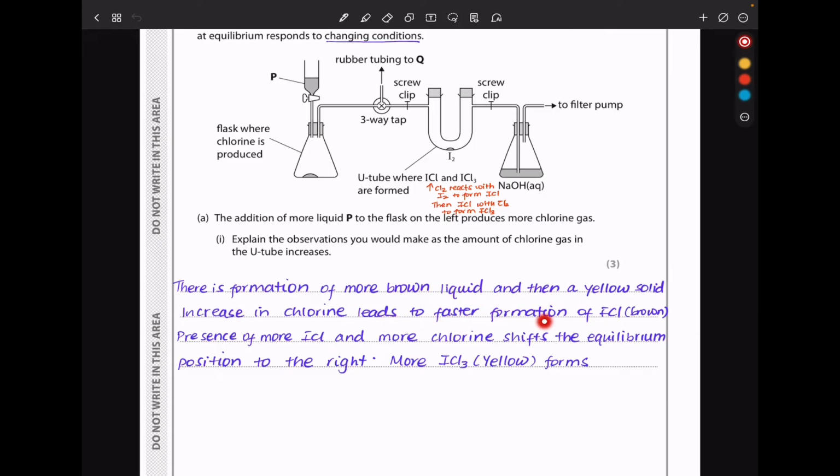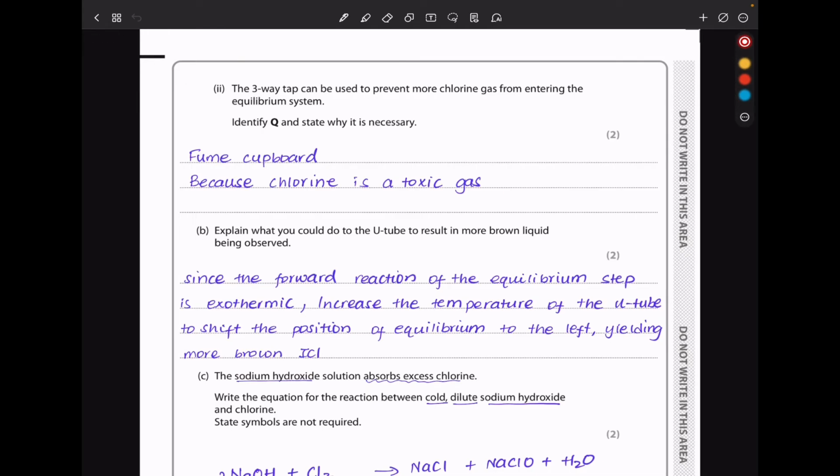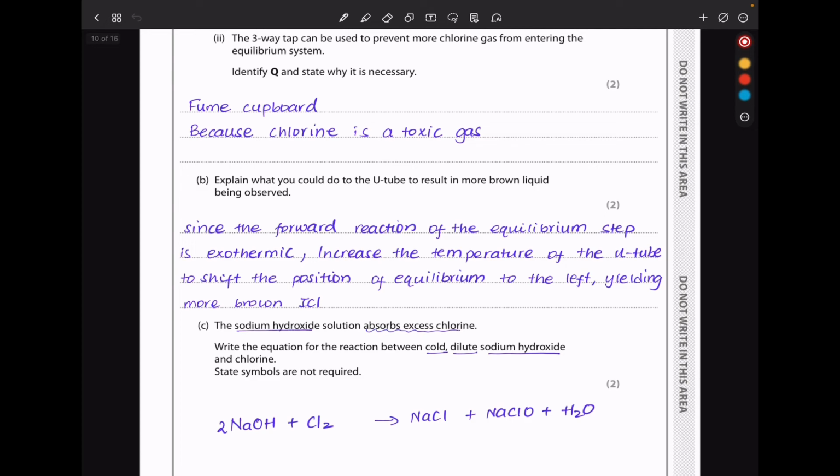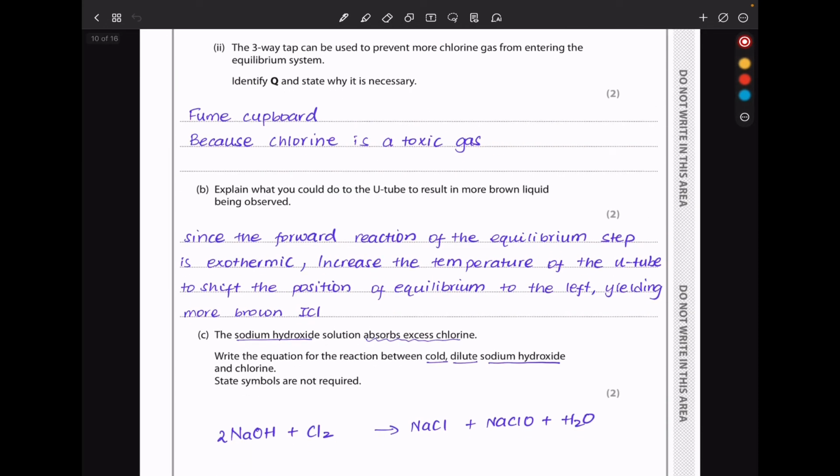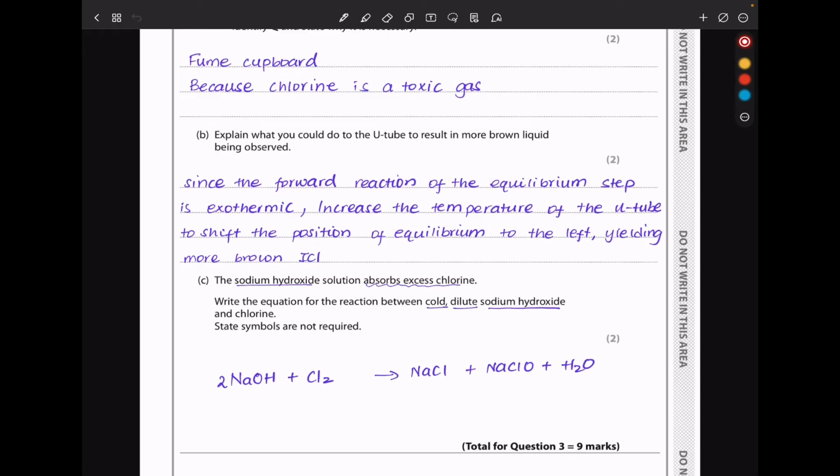Increasing chlorine leads to a faster formation of ICl, which is brown, and the presence of ICl and more chlorine shifts the equilibrium position to the right, so more yellow ICl3 is going to be formed. Next, they say the three-way tap can be used to prevent more chlorine gas from entering the equilibrium system. Identify Q and state why it is necessary. Of course, chlorine is a toxic gas, so we need to use a fume cupboard. You can see here they're letting out some chlorine, so it has to go to the fume cupboard in order not to go to the lab where it could affect people.